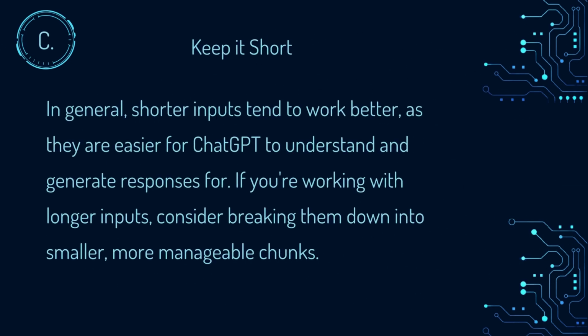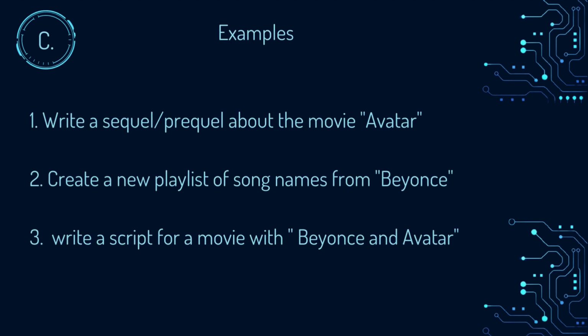One more starter tip to remember: keep it short. In general, shorter inputs tend to work better, as they are easier for ChatGPT to understand and generate responses for. If you're working with longer inputs, consider breaking them down into smaller, more manageable chunks. For example, you can simply type, "Write a sequel, prequel about the movie Avatar," or create a new playlist of song names from Beyoncé, or write a script for a movie with Beyoncé and Avatar.